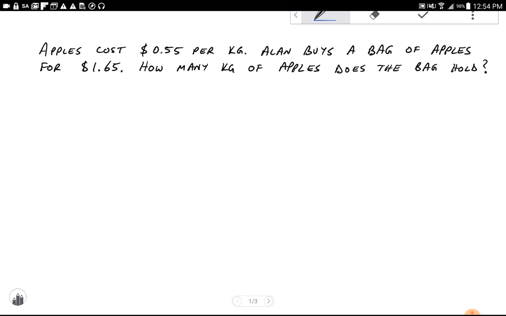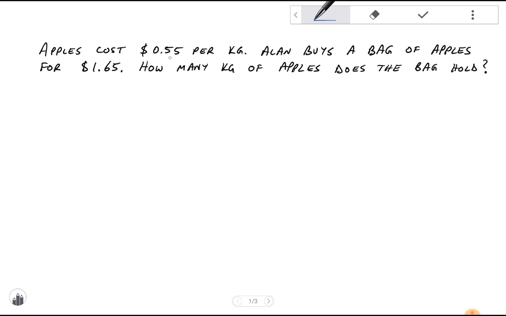Equations in context. Let's solve 3 of these here. Okay, apples cost 55 cents per kilogram. Alan buys a bag of apples for $1.65. How many kilograms of apples does the bag hold? All right, so let's make an equation and then solve the equation to find out how many kilograms of apples are in this one bag that Alan bought.